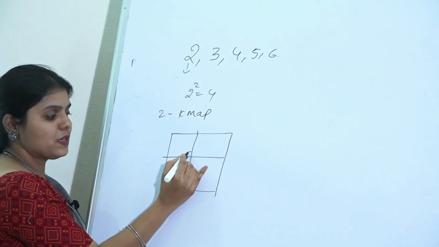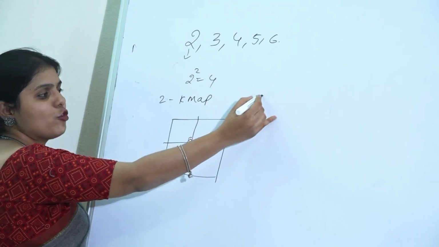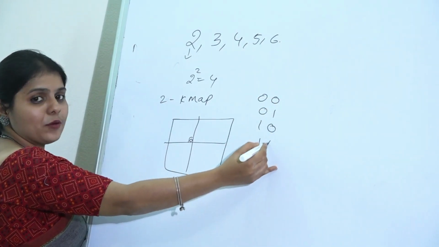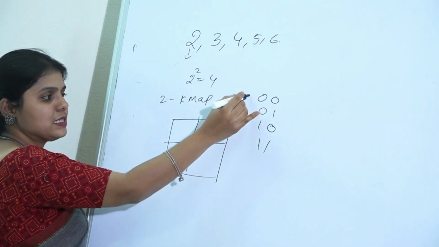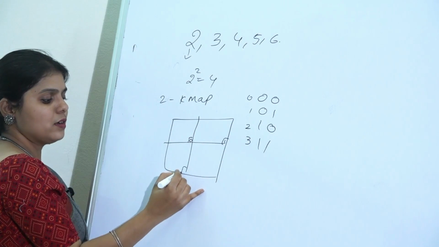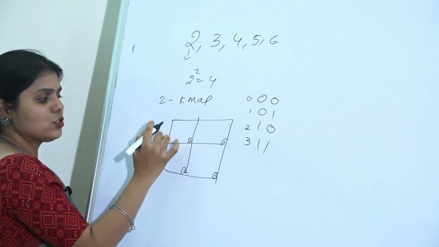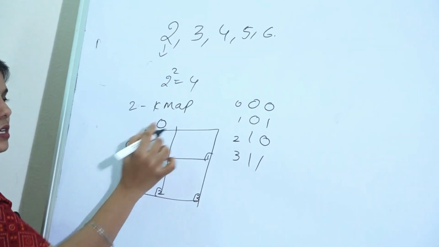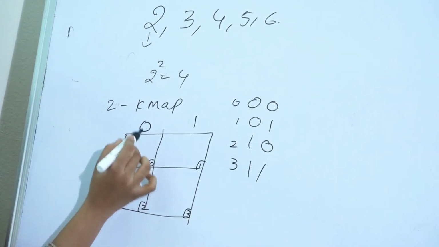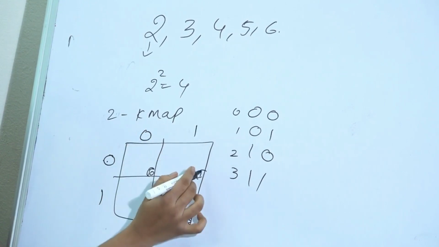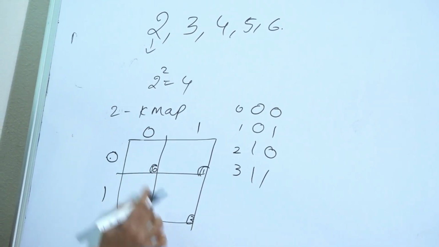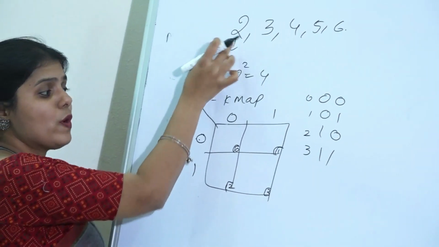So this will be the 0th. For 2 variables I have 4 combinations: 0 0, 0 1, 1 0, 1 1. So I will take it as 0, 1, 2, 3. This is 0 0, 0 1. This is 1 0, 1 1. 0 0 is 0, 0 1 is 1, 1 0 is 2, 1 1 is 3. This is a 2 variable K-map.